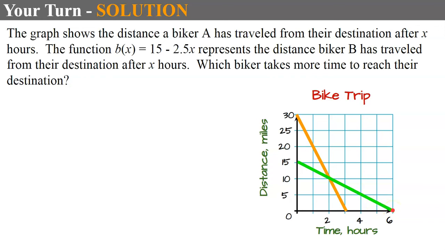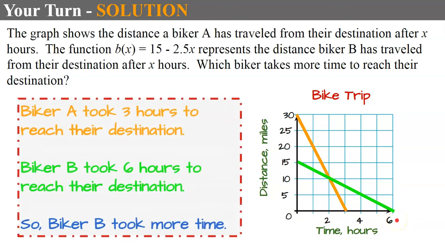So I can tell that biker A that they had graphed for me finishes their trip at 3 hours. They have 0 miles left to travel at 3 hours. Biker B has 0 miles to travel after 6 hours. So biker B takes more time to reach their destination.